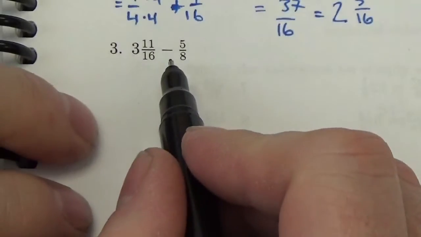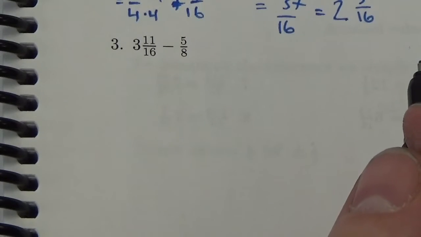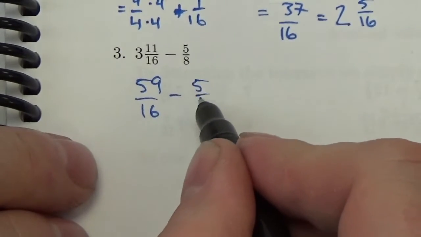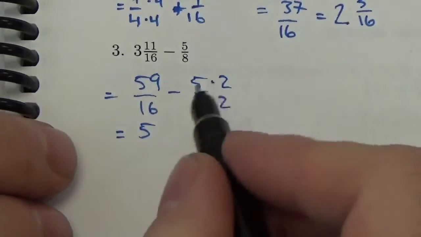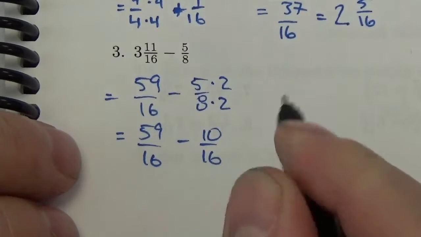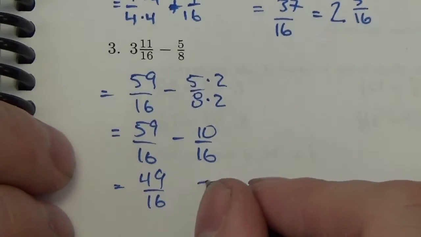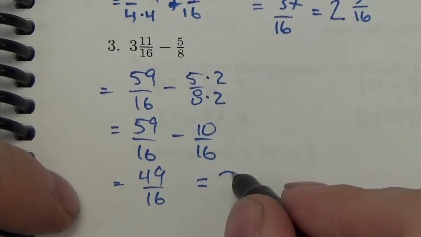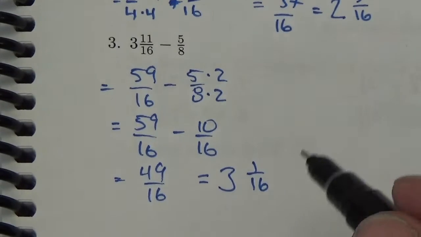Okay, 3 and 11/16 minus 5/8. Once again, first thing I'm going to do is convert that mixed fraction into an improper fraction. So 3 times 16 is 48, plus 11 is 59/16. Now, I want that 5/8 to have the same denominator, so I'm going to multiply numerator and denominator by 2. So this becomes 59/16 minus 10/16, and that is 49/16. Again, I can convert that into a mixed fraction. 49 divided by 16 is 3 with 1 left over. The remainder becomes the numerator of the fraction part.